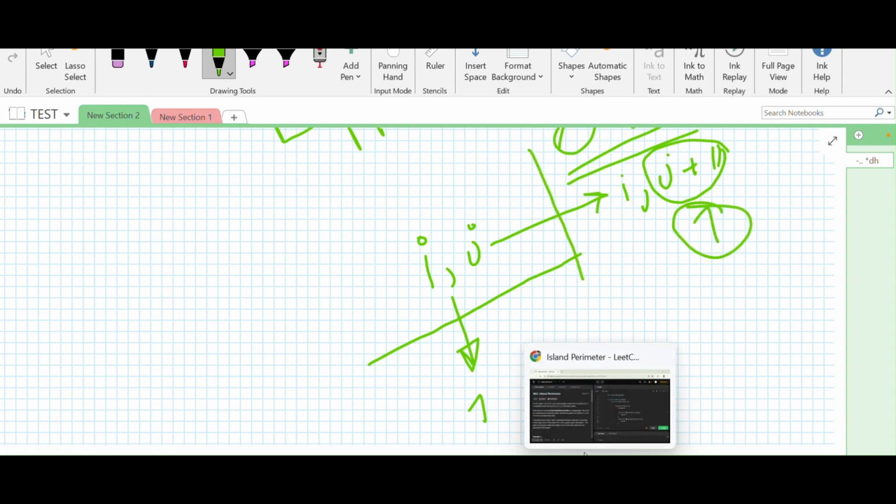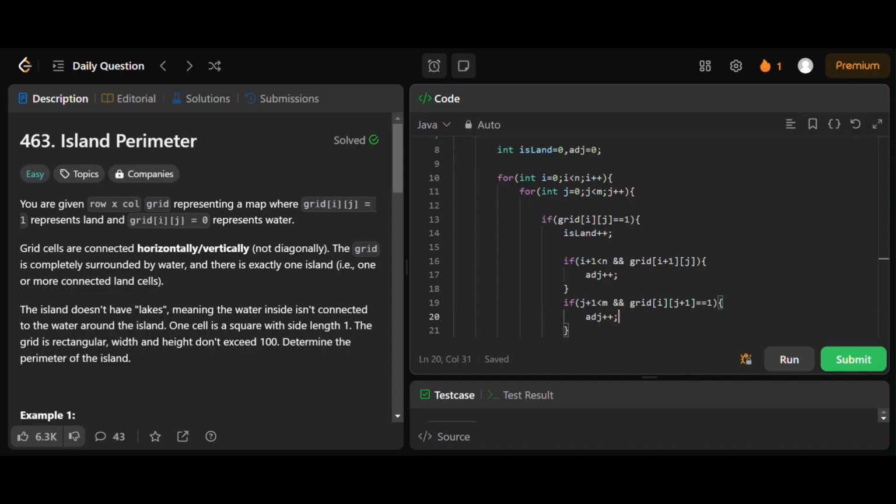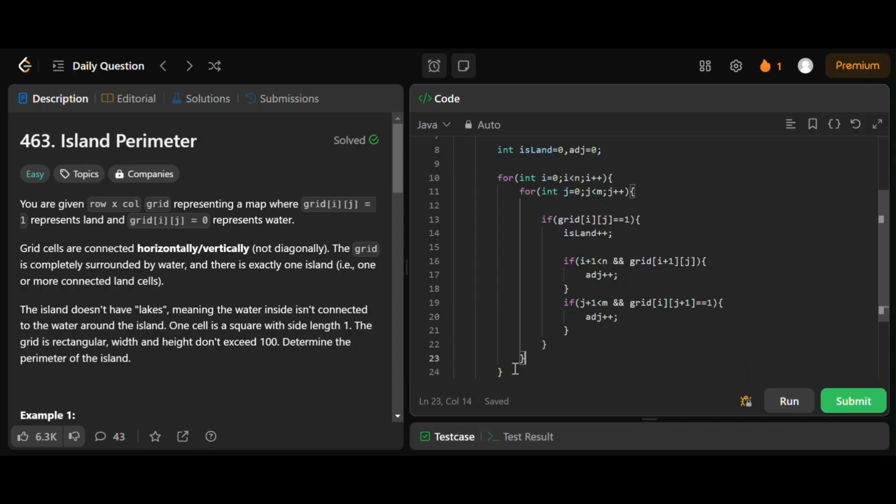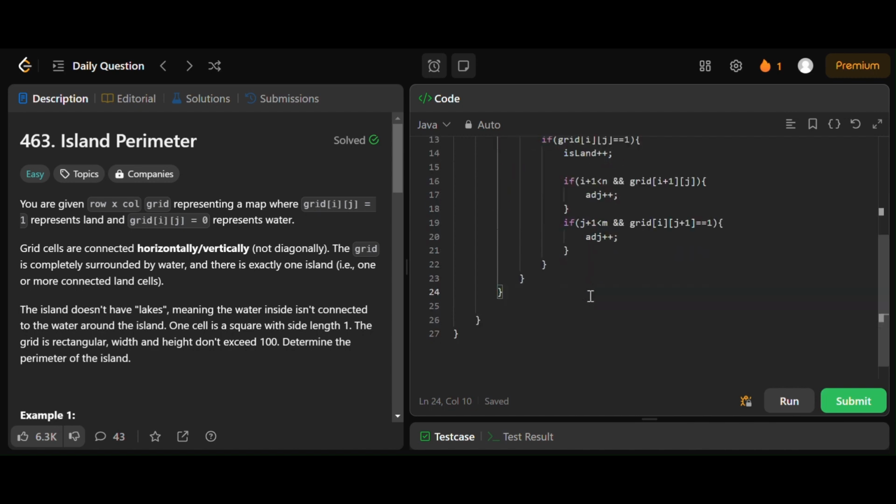So I am trying to find the number of cells and the number of adjacents, and from that I am finding islands and adjacents. And what will be my answer? I know the answer will be 4 into island minus 2 into adjacents, because I mentioned how this will happen.